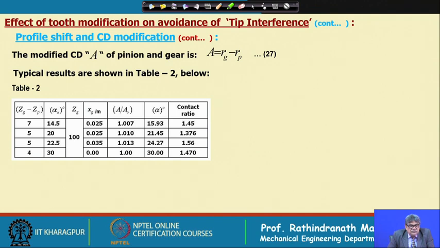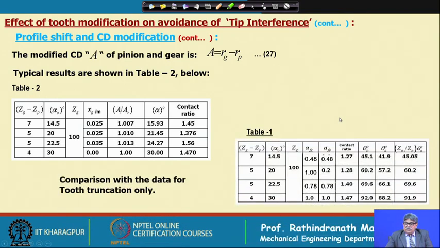new center distance is A 0, old center distance is A, that means A 0 is less than A, and amount of correction XG by module is 0.025, in case of 20 degree also 0.025. Here, in case of 20 degree it is improved to 1.376, for 22.5 it is 1.56, and for 30 it is 1.470. So, in case of 30 we need not change the center distance because it is not required as shown in table 1, which we discussed earlier. So, you can see how much improvement can be done with introducing gear tooth corrections.